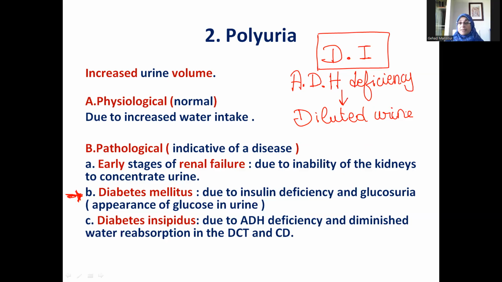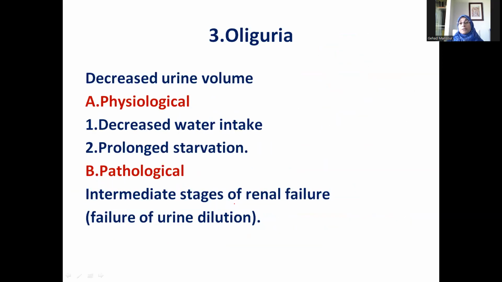Of course, you know that antidiuretic hormone works mainly on the collecting ducts, but it also works to a certain extent on the distal convoluted tubules. The opposite of polyuria is oliguria, and oligo means few. Here we say oliguria with a U, which means producing a very small volume of urine, which is usually concentrated urine. Again, just like we did in polyuria, we have two main causes for oliguria.